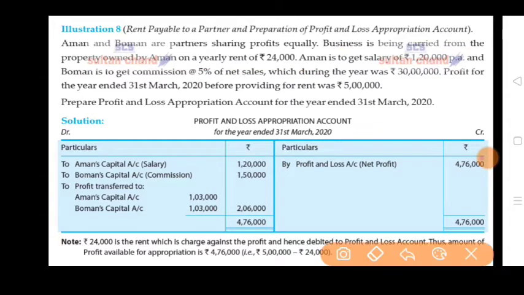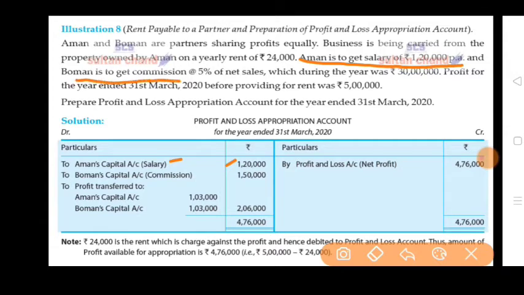So this charge against profit will be deducted previously only, before transferring it into profit and loss appropriation account. Aman is to get salary of 1,20,000 per annum. Aman is getting 1,20,000 salary per annum. This will be considered as loss for the firm or expense for the firm. This will be debited to Aman's capital salary.